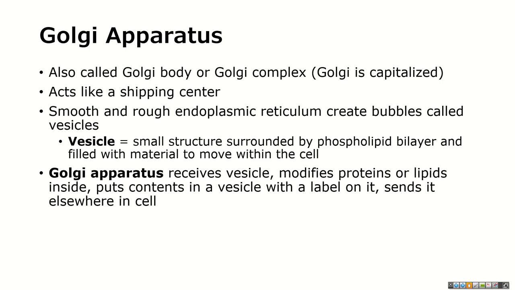or it can go to the plasma membrane, fuse with the plasma membrane, and either release those proteins or lipids to the outside of the cell, or if the proteins are embedded in the membrane of the vesicle, then those proteins become embedded in the plasma membrane, because the vesicle is just going to fuse with the plasma membrane and become part of it, because it's all phospholipid bilayers. Is that kind of cool? Let me show you a picture.